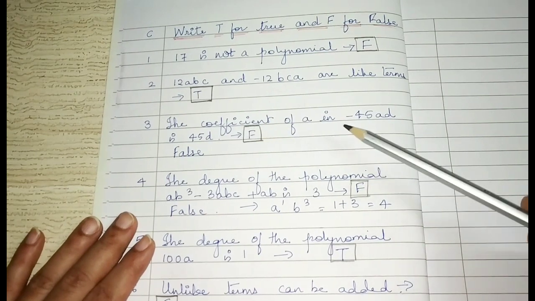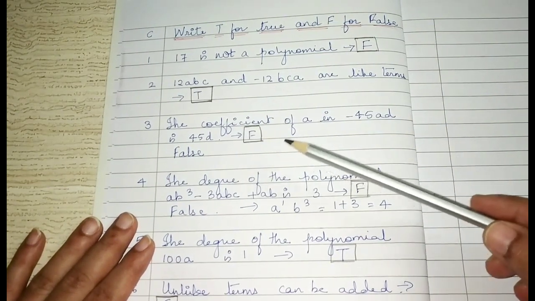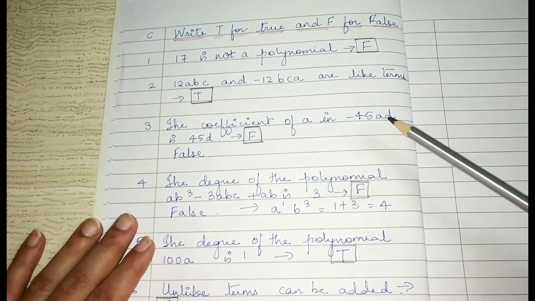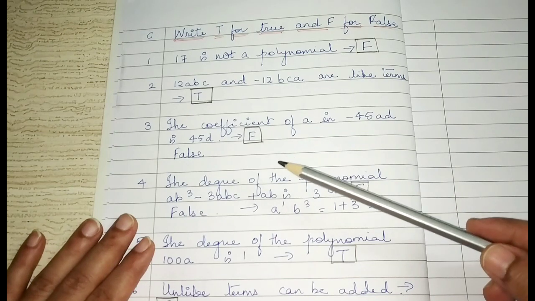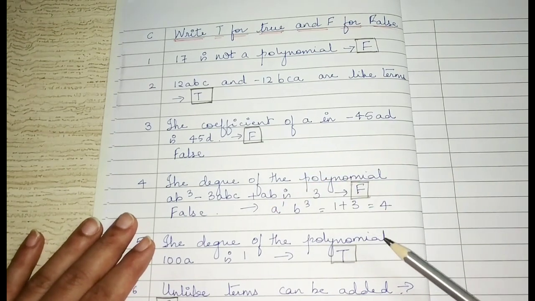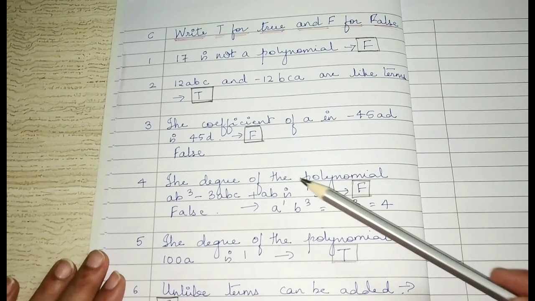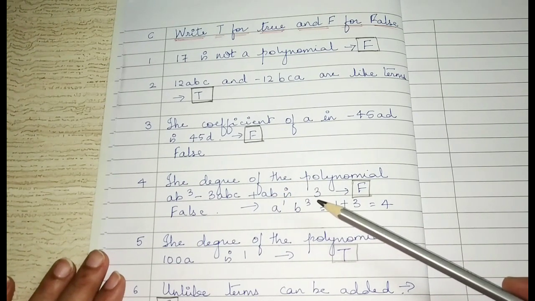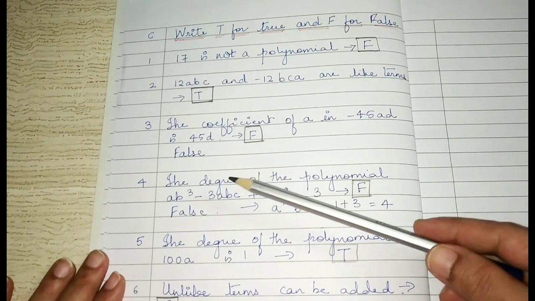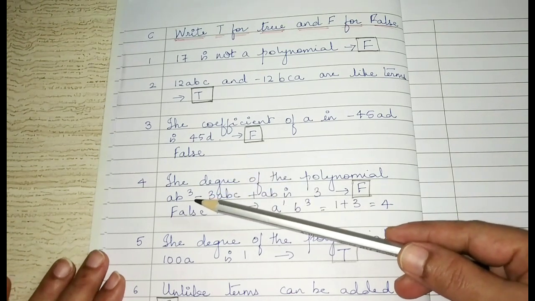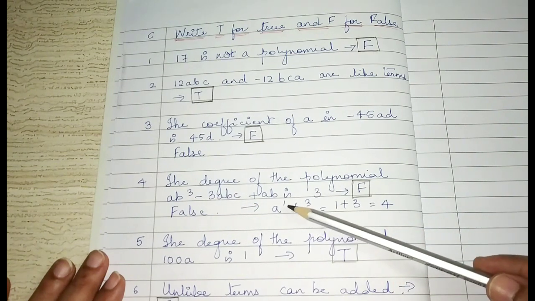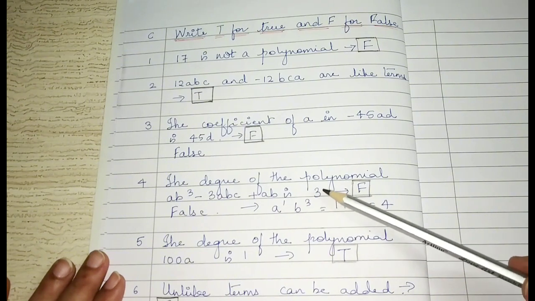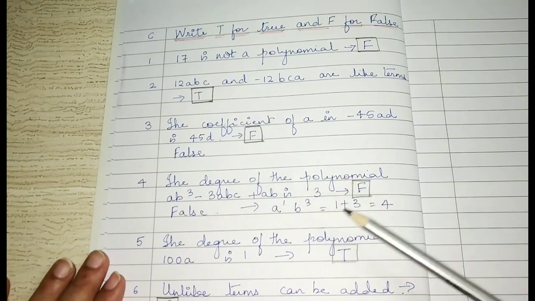Third, the coefficient of a in minus 45ad is 45d. False. It should be minus 45d. Next, fourth, the degree of the polynomial ab cube minus 3abc plus ab is 3. False. Why? ab cube. a has 1 power, b has 3. So 1 plus 3 is what? 4. Therefore, the degree should be 4. False. F you have to write.